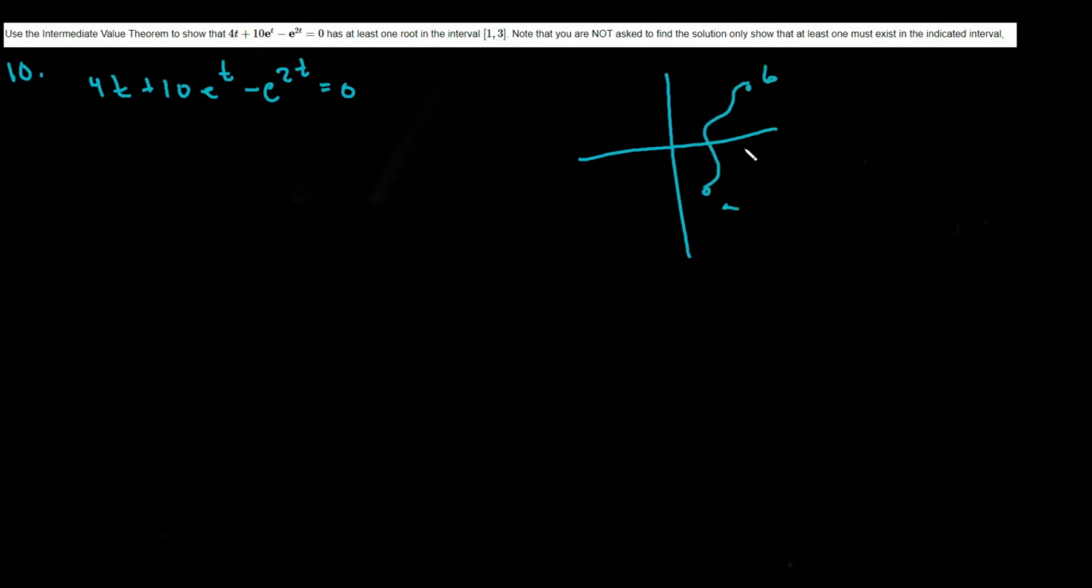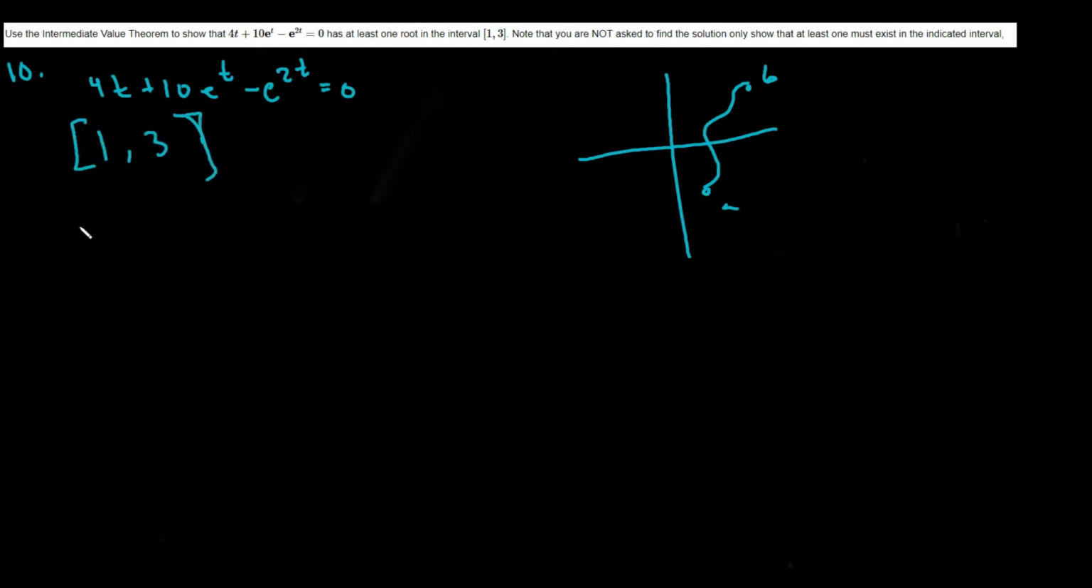Alright guys, the final question says to use the intermediate value theorem to show that 4t plus 10e^t squared minus e to the power of 2t equals 0 has at least one root in the interval 1 to 3. Like I said before, if we have 2 points A and B connected by some function, it must cross the x-axis, so it must have a 0. So we just got to prove that this function crosses the x-axis on the interval 1 to 3.